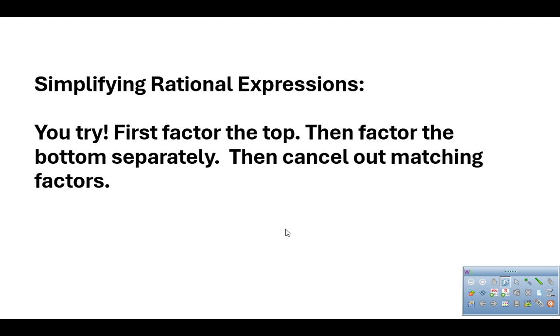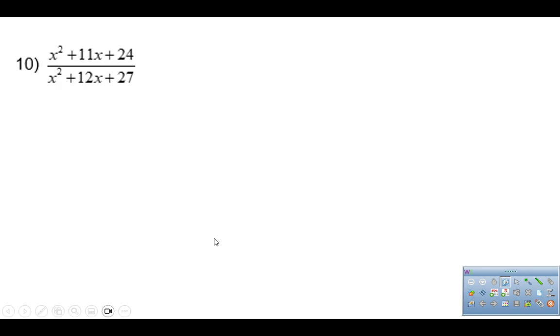So it's not really a new concept. It's just bringing the idea of factoring together with this new idea of rational expressions. If you want further explanation on these, here we go. When I look at this problem, I want to try to treat it as two separate problems, so I'm looking at the top separately from the bottom.